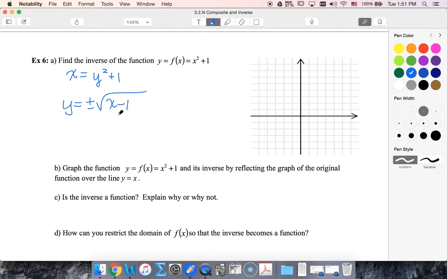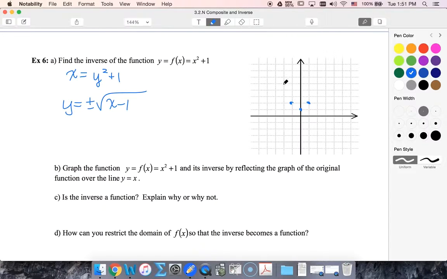Also noting that my domain is restricted, and I can only have x values that are greater than or equal to 1. All right, so here's my inverse. It is not a function, so I'm not going to label it f inverse. So I'll graph x squared plus 1, so that's just a parabola up 1.